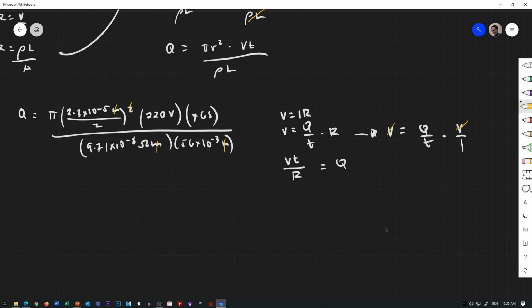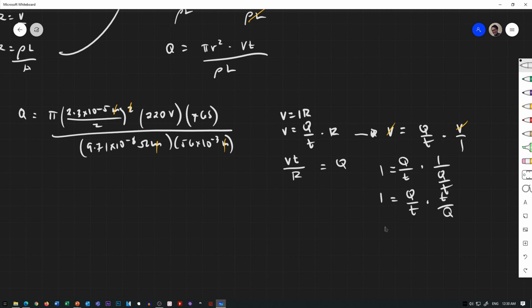Okay? And then you can have now I, which is what? Q. So this will become Q over T equal to 1, since we cancelled V already, times 1 over Q over T. So you can reciprocate this, which will become 1 is equal to Q over T multiplied by T over Q.